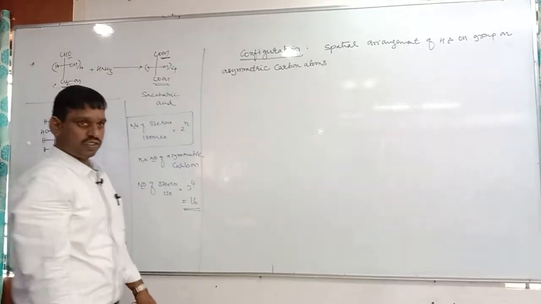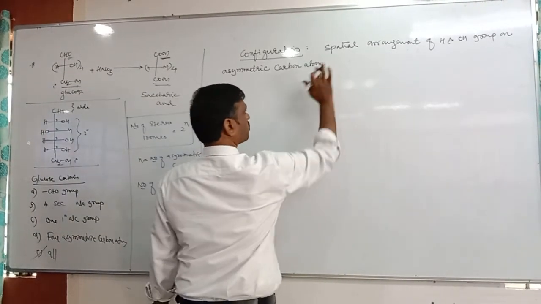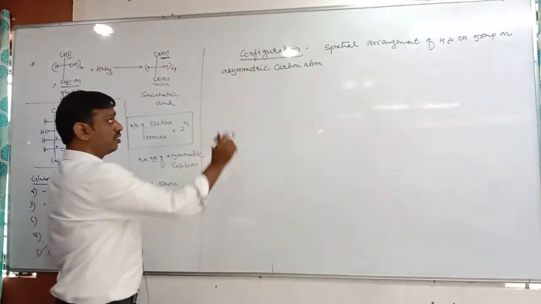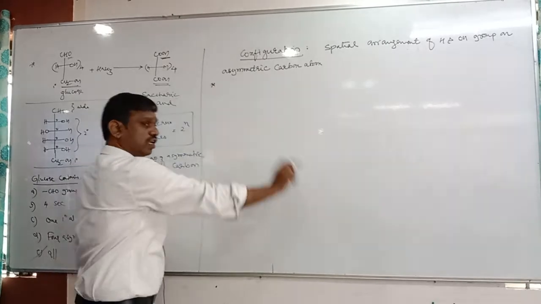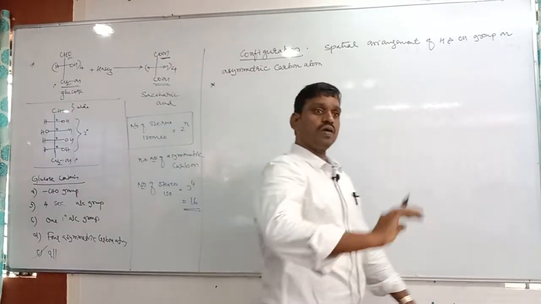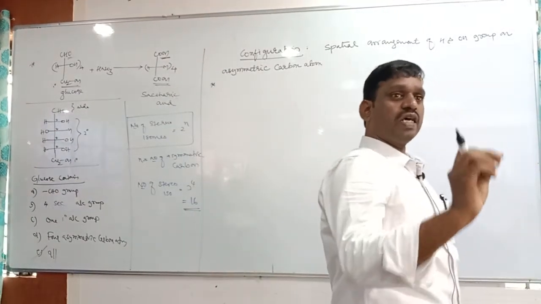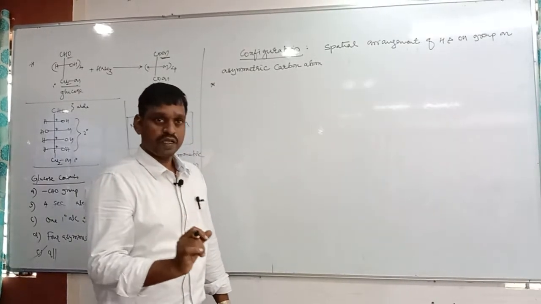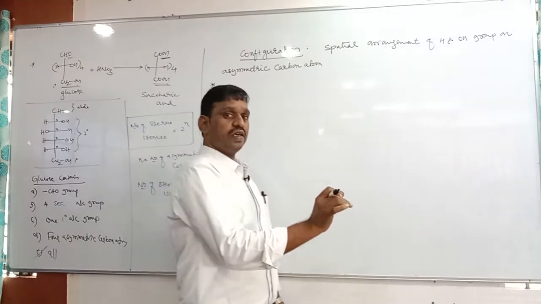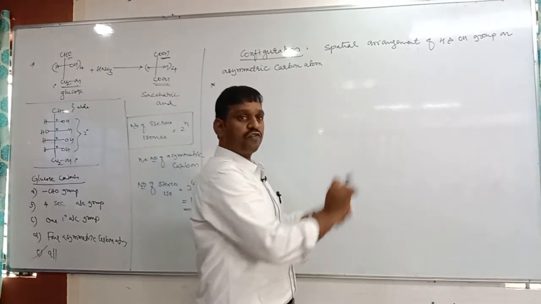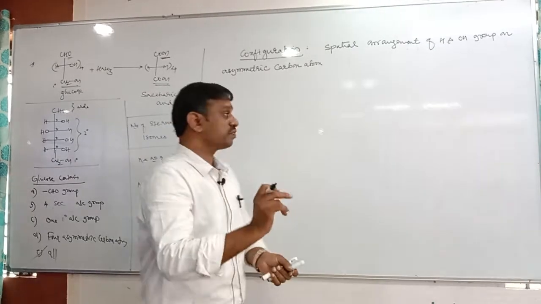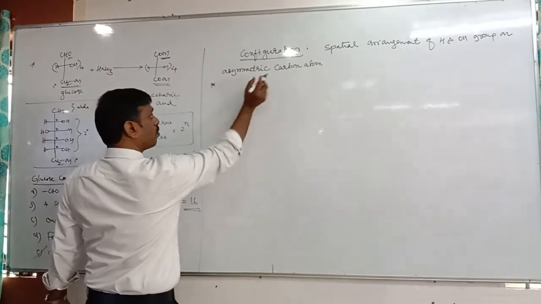And asymmetric carbon atoms, or asymmetric carbon atom, called configuration. Okay, then next, usually all configurations of carbohydrates can be assigned based on the configuration of D-glyceraldehyde, right? From the glyceraldehyde, by knowing the glyceraldehyde configuration, we can assign the configuration of other carbohydrates.